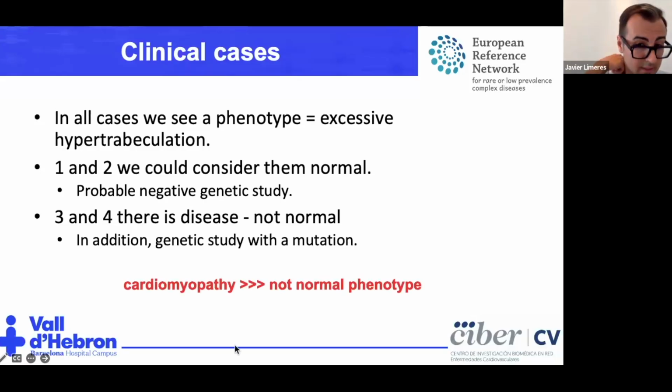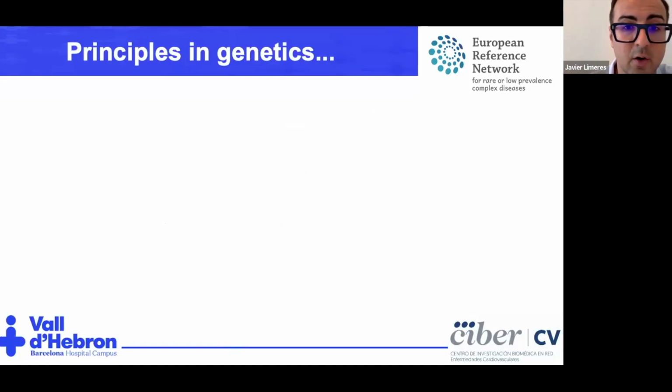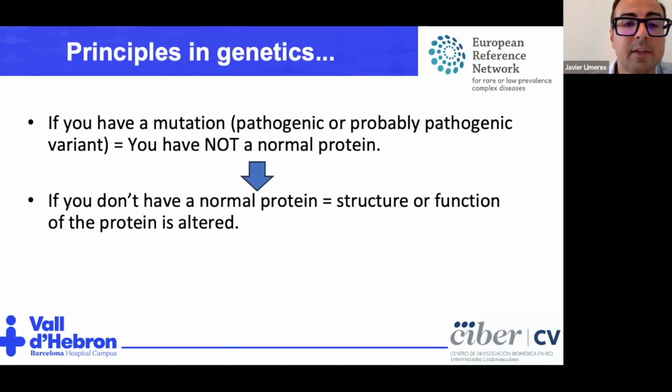And what is the difference? I think, as my colleague said in the previous talk, the difference between a patient with a cardiomyopathy and one with only a normal phenotype is that it's possible you can find a genetic substrate, but similar to the color of the eyes or the height or the body structure of a patient. So I think the genetics in these cases of excessive trabeculation is important to find, because you have a mutation, a pathogenic or probably pathogenic variant.